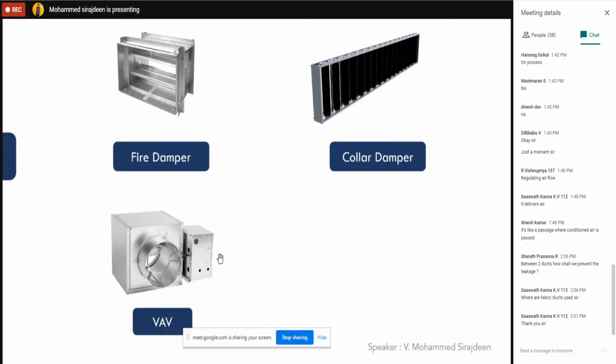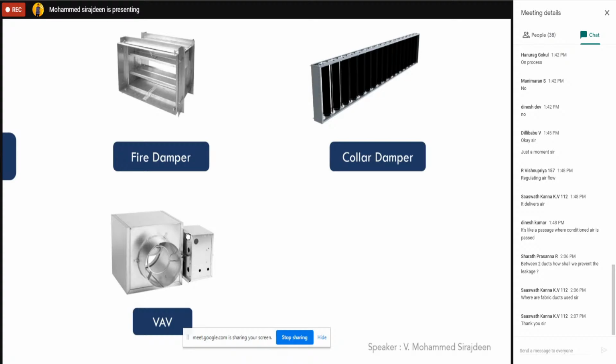VAV will work based on the thermostat. What is a thermostat? It is nothing but a corded remote. The VAV will have an actuator with a controller. This is a control box. It has a small piece of equipment to control or actuate the motor. The small motor is called an actuator. It will open and close the damper inside this box.